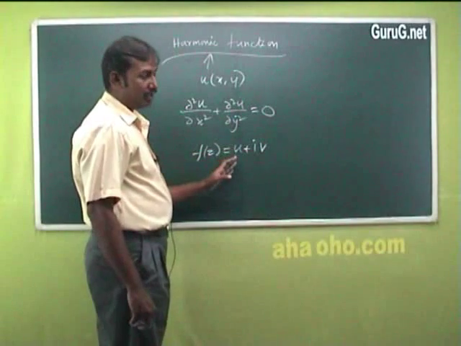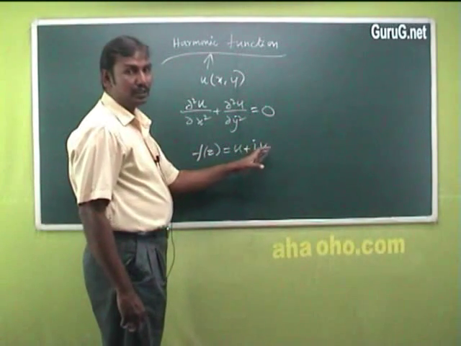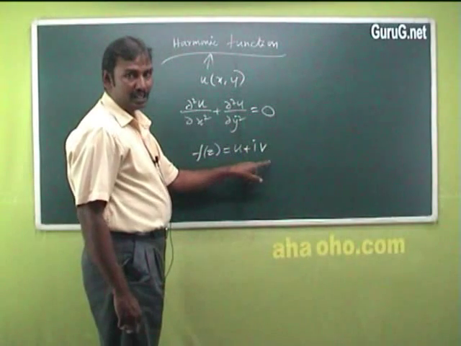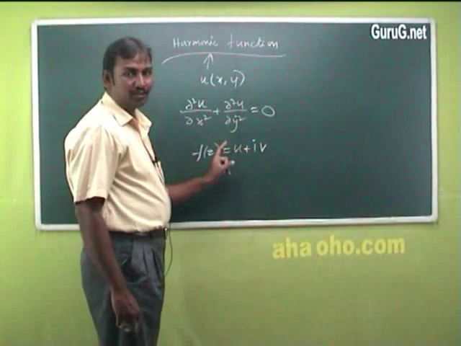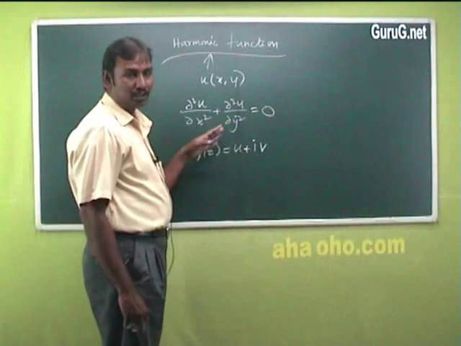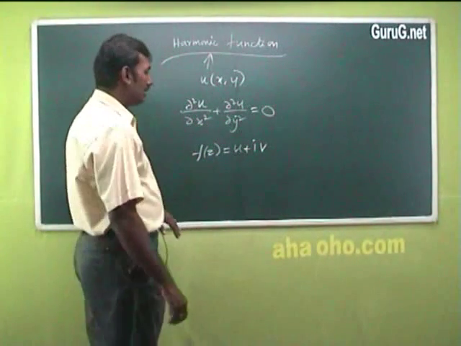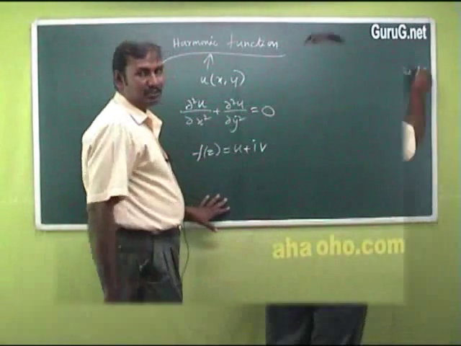So we can say that they are conjugate harmonic to each other. So u is a harmonic conjugate of v, and v is a harmonic conjugate of u. So they are conjugate harmonic functions. Clear? Okay. Next one, construction of analytic function.